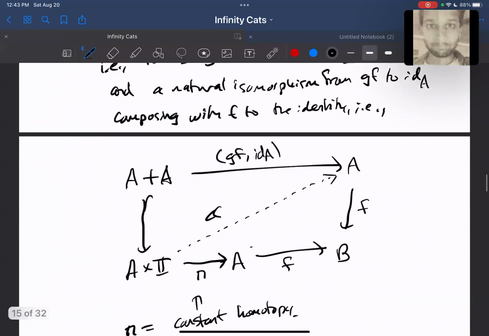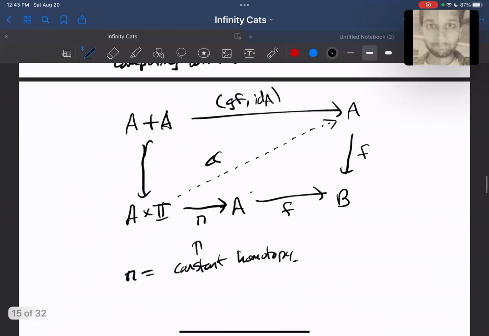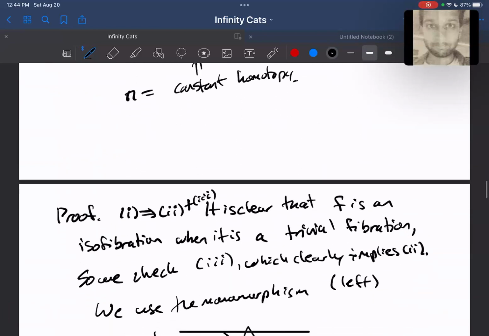So what this means is we're going to have a diagram that looks like this. This is going to be a lift of this. This is going to be a natural isomorphism here, which is going to be a natural isomorphism from GF to the identity on A. And if we take the constant homotopy here, so this is just taking everything here back to A, then apply F. This is the same as applying this homotopy from GF to identity of A and then applying F. All right, so we're going to prove part of this at least.